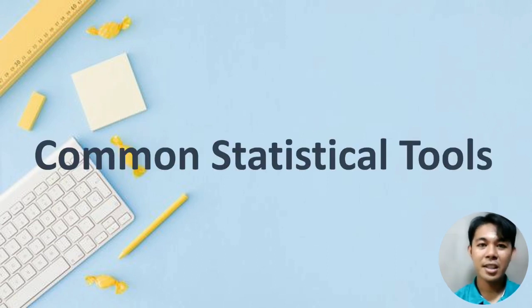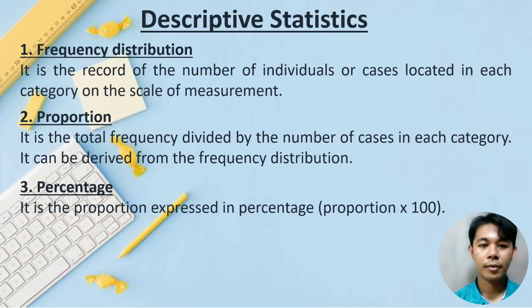Common statistical tools. Descriptive statistics. Number one, frequency distribution. It is the record of the number of individuals or cases located in each category on the scale of measurement.